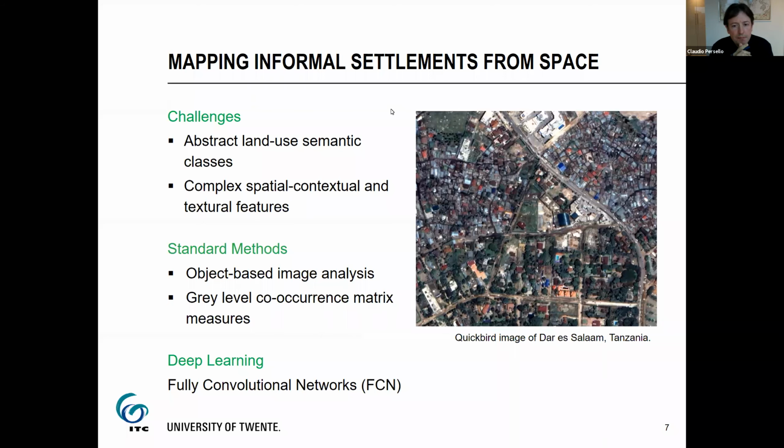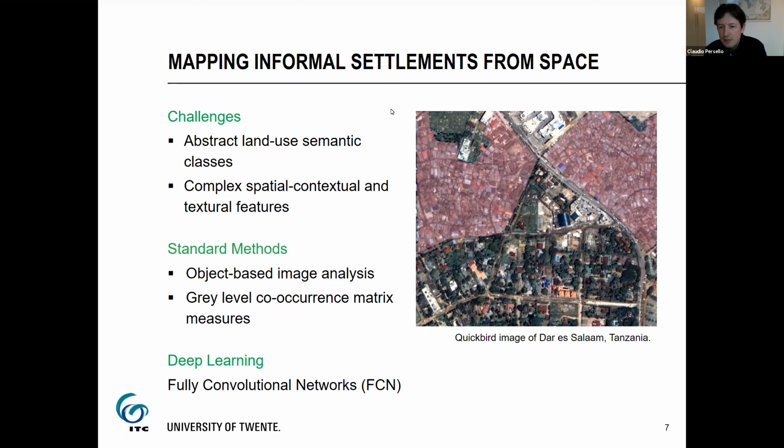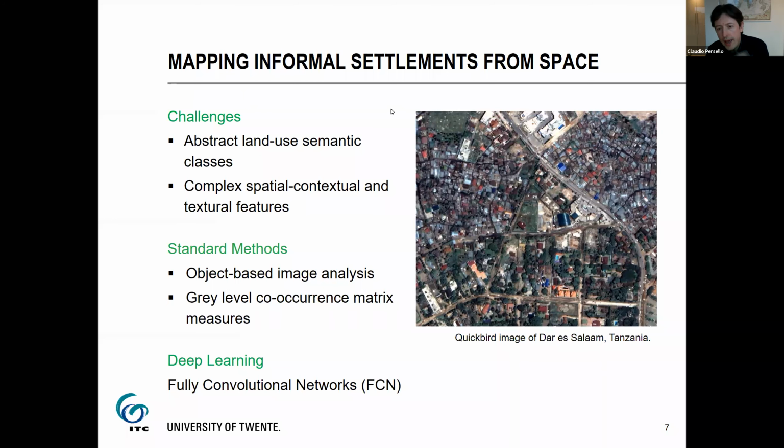Standard methods looked at techniques based on object-based image analysis or gray level co-occurrence matrices, which allow us to characterize the texture of the image. Indeed, in the image here on the right side, which was acquired over the city of Dar es Salaam in Tanzania, you can see the informal settlement. Now we'll highlight where it is located. It is characterized by an irregular layout of the urban structure and almost no presence of green areas.